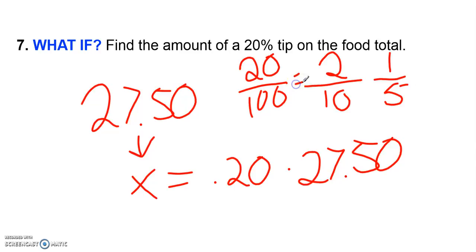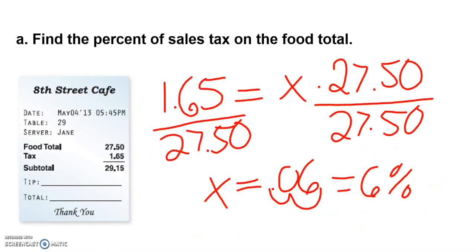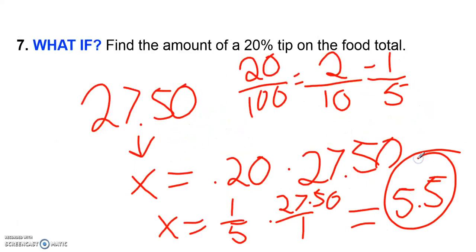Okay? So, basically, I have x equals 1 over 5 times 27.50 over 1, which equals 5.5. So we should be giving our waitress $5.50 as a tip. That seems a little bit more accurate than a 10% tip from earlier.